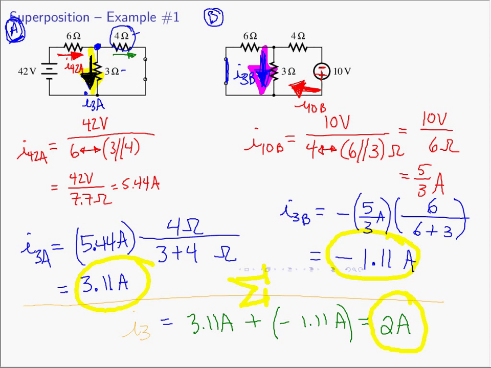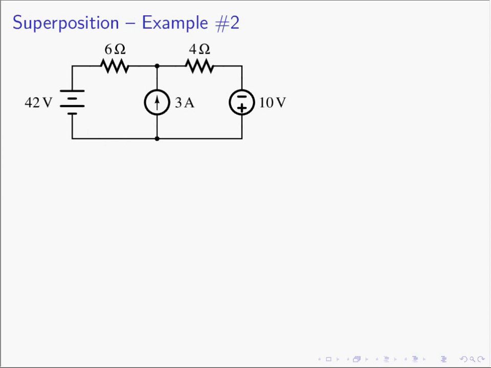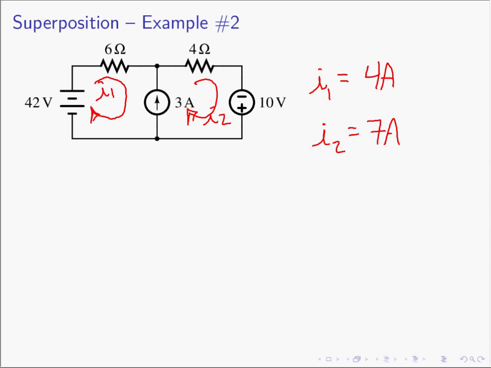Let's do another example. So here we have another circuit, and I believe we saw this in the super mesh video. And in this particular circuit, let's find the exact same things. In the super mesh video, we found I1, and then we looked for I2, and after we did the analysis, we found that I1 was 4 amperes and I2 is 7 amperes. So let's go and find those same two numbers again, but let's just do superposition.